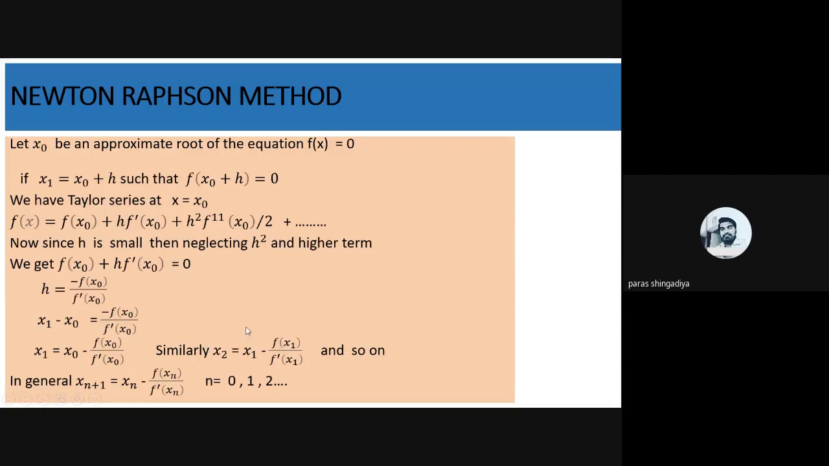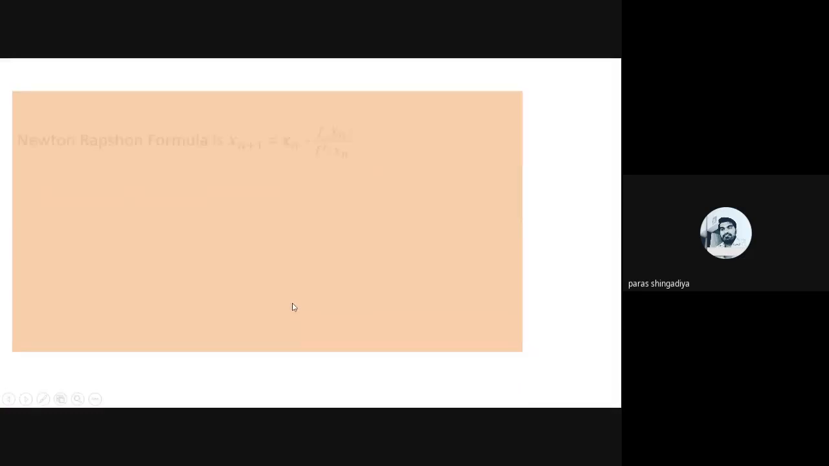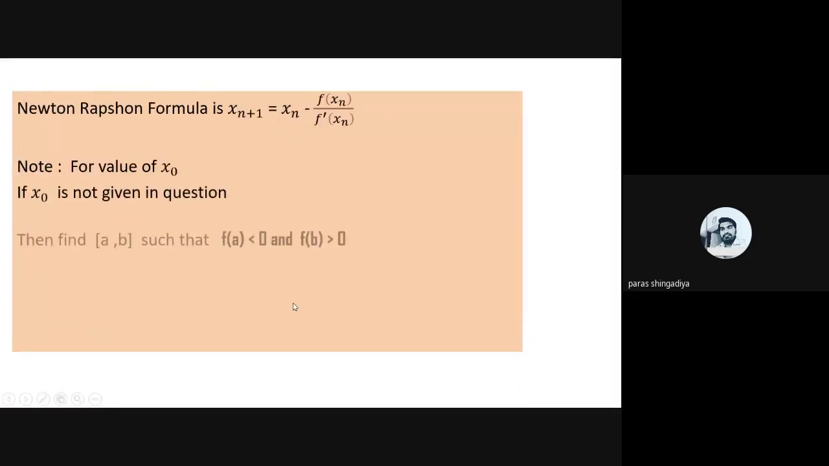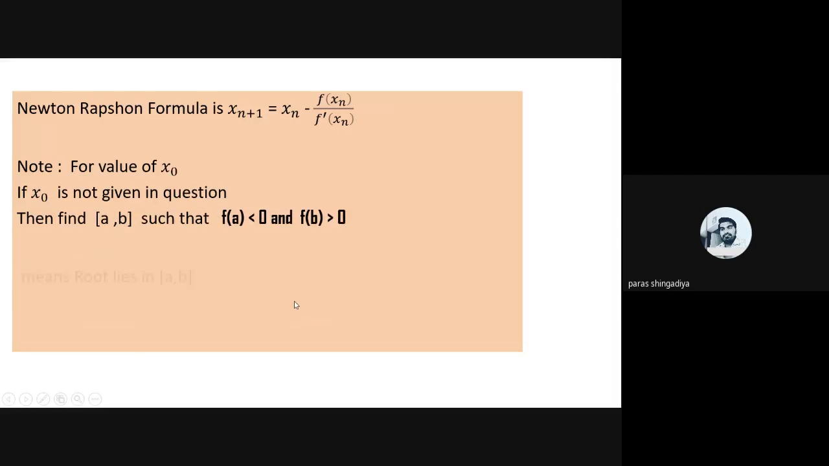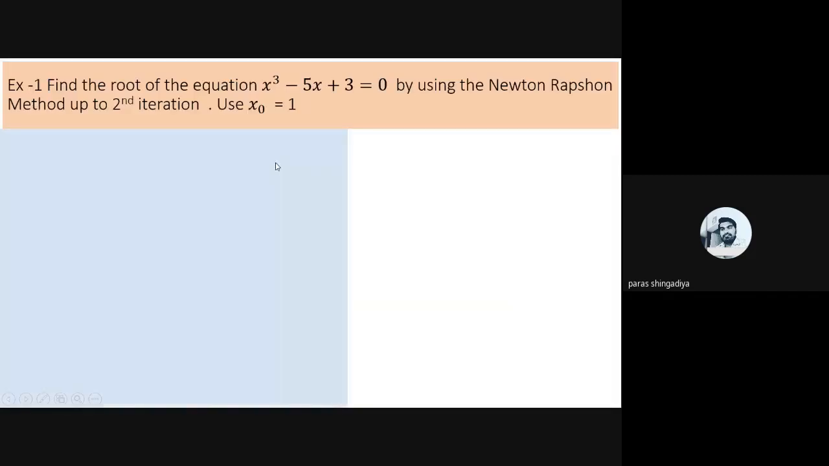And the formula is x(n+1) equals xn minus f of xn upon f dash of xn, and you use n equal to 0, 1, 2, 3, 4, and so on. You will get the iteration. This is a procedure to find x0 if it is not given. Just check one interval a, b where f of a is negative and f of b is positive, and then consider its average value as x0 if it is not given in the example. But in some questions the value of x0 is already mentioned.